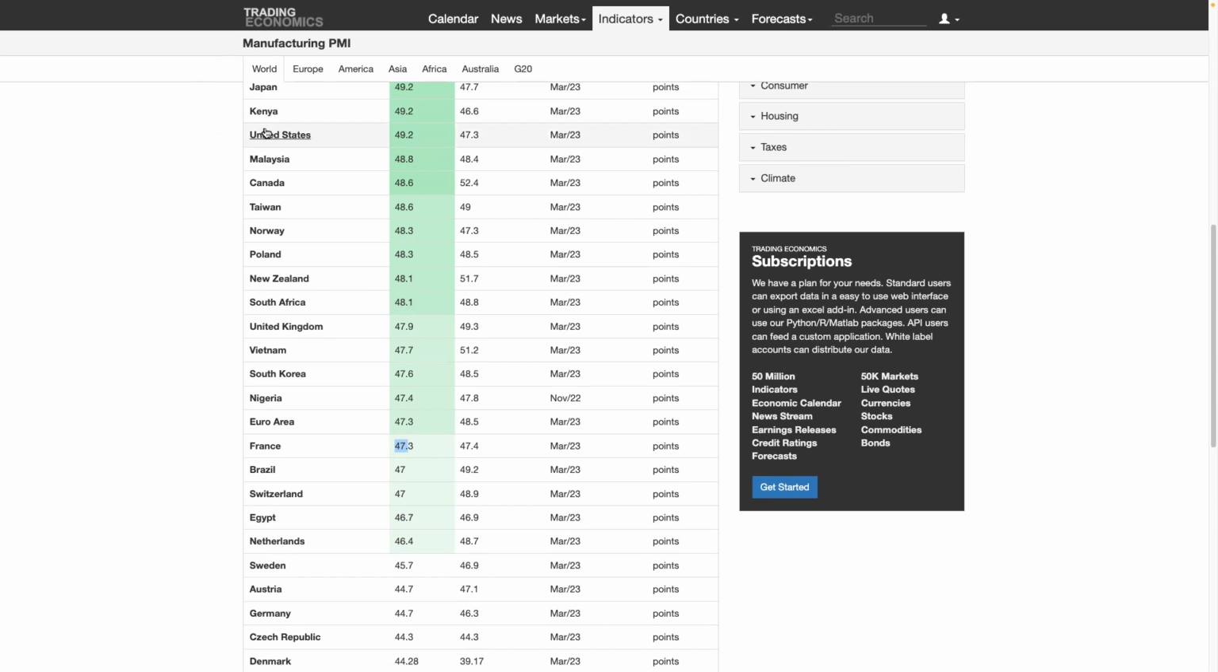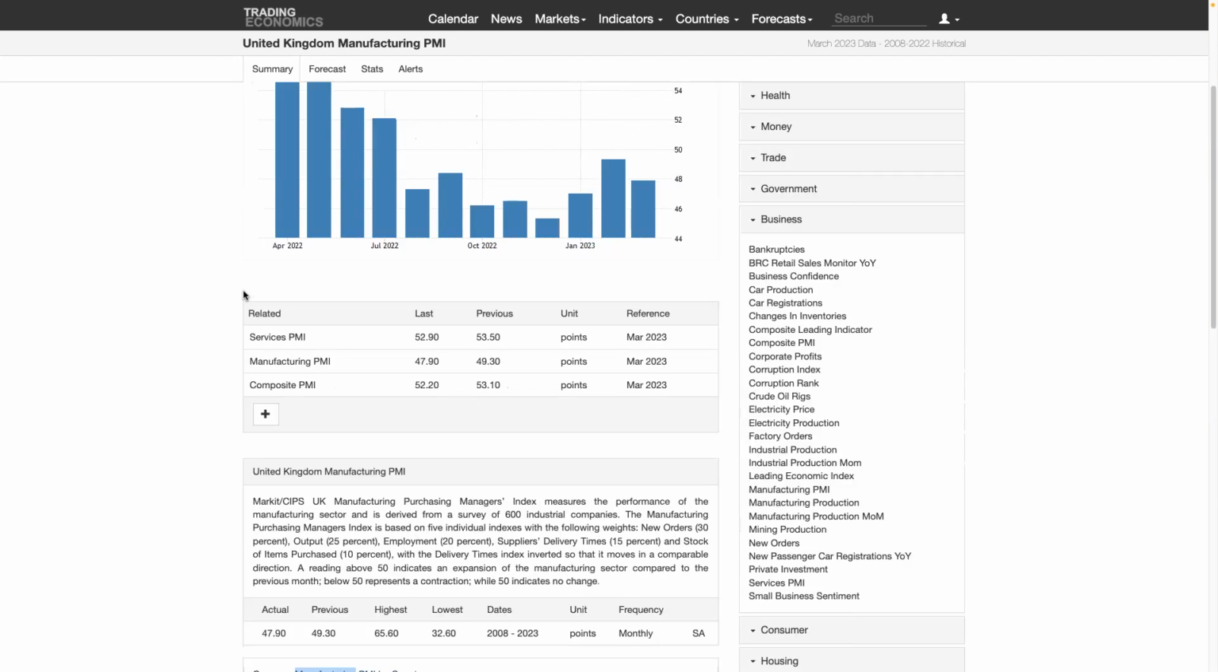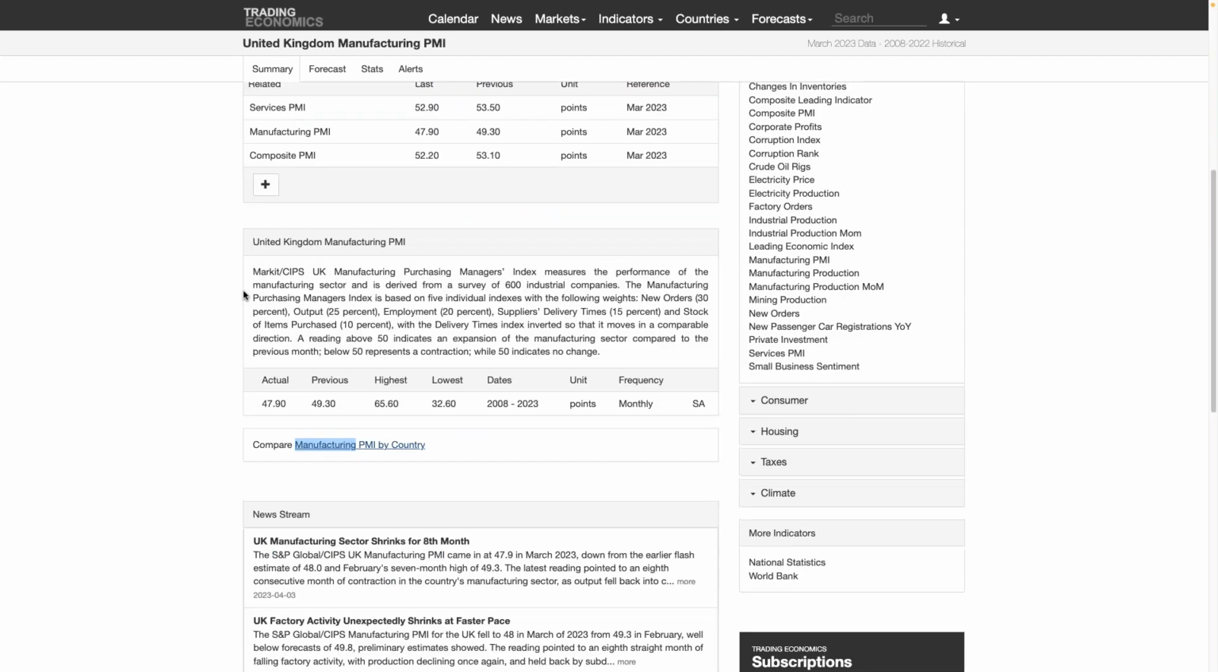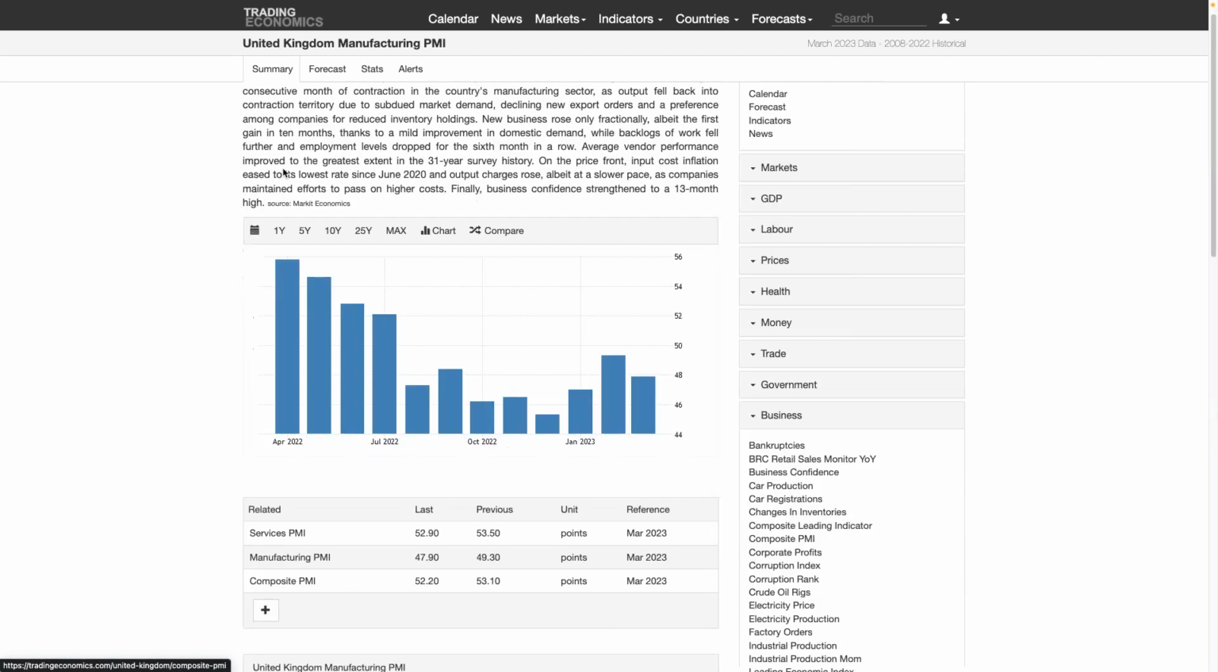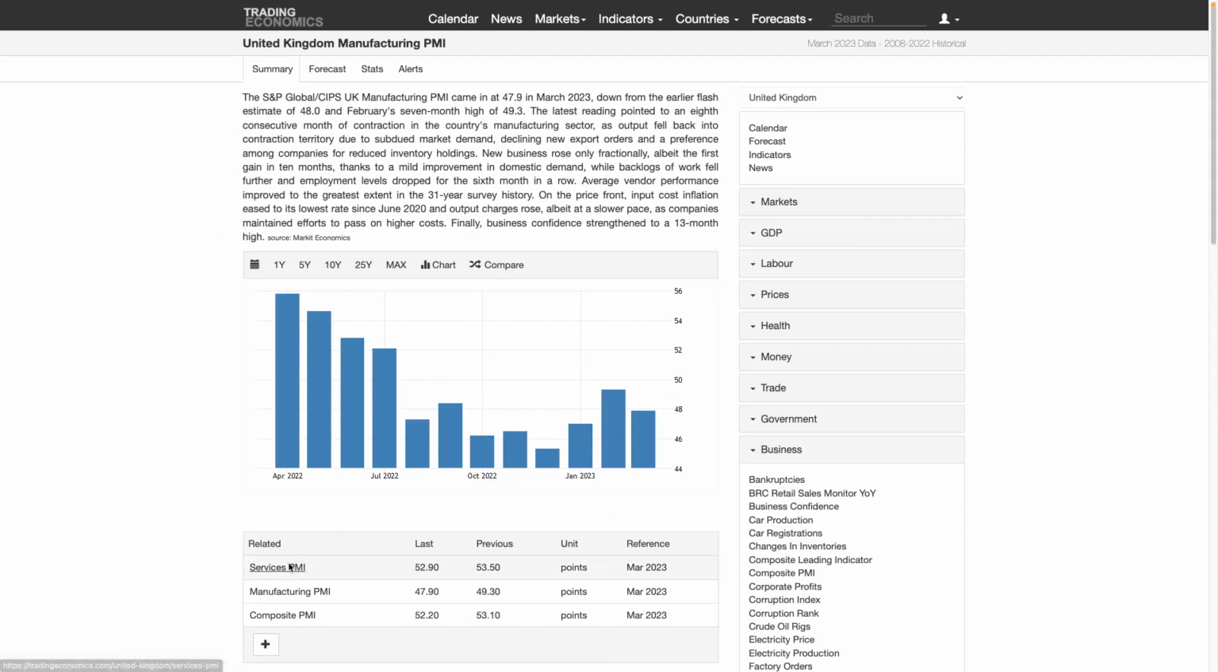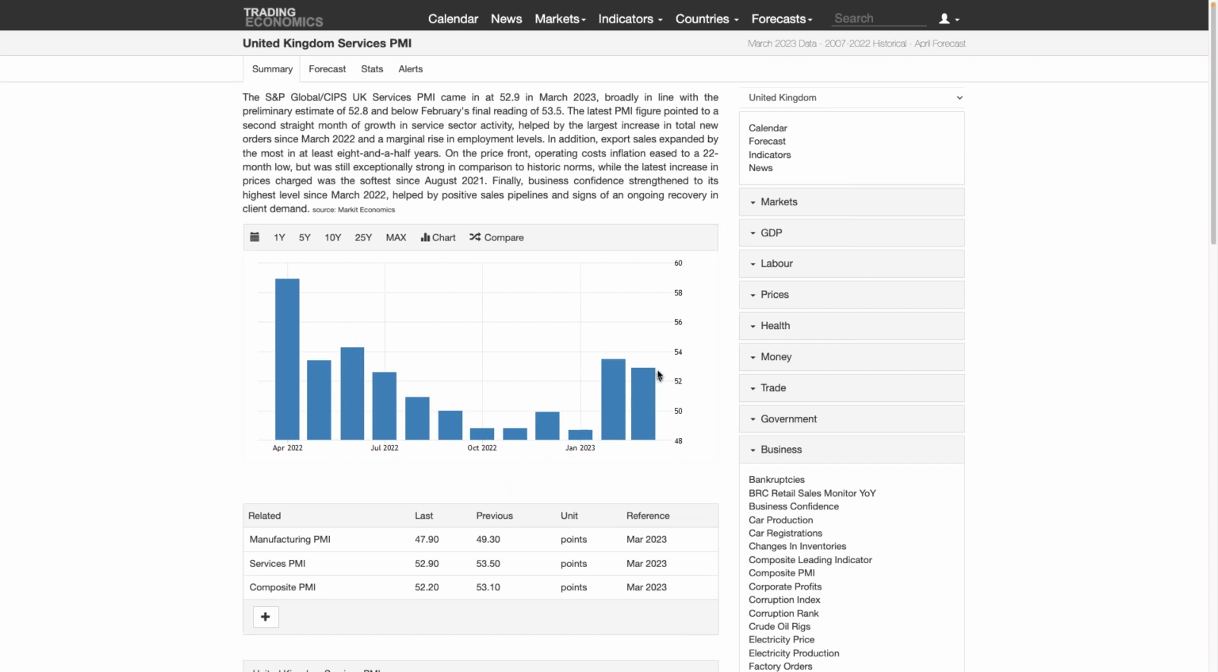So the general theme is that PMI prints are lower around the world. Post-COVID, the manufacturing PMIs have been significantly lower and falling on global recessionary fears and falling demand. Well, that demand has really been replaced with services demand. And then if you take a look now at services PMI for the UK, that was the manufacturing PMI. Now look at services.